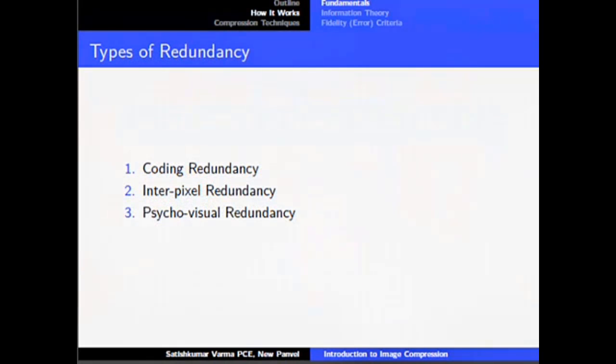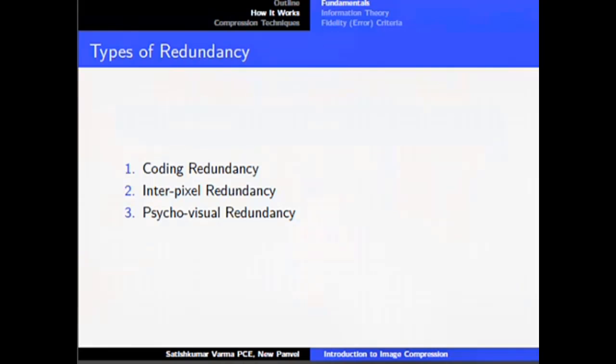There are three types of redundancy. So, different techniques can be used to exploit different types of redundancies. For example, Huffman coding can be used to exploit coding redundancy, and interpixel redundancy is used to exploit spatial redundancy, geometric redundancy or even interframe redundancy. Whereas run length encoding can be used to exploit interpixel redundancy.